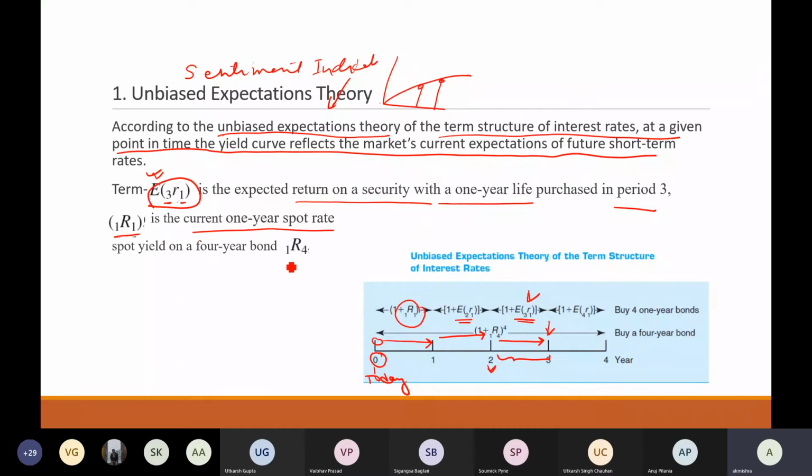And when we write 1R4, it means we are observing the rate here, but for a 4-year investment. So this is basically for how many years? You can assume that this is a bond, a kind of instrument you are observing, which is going to mature in the 4th year.